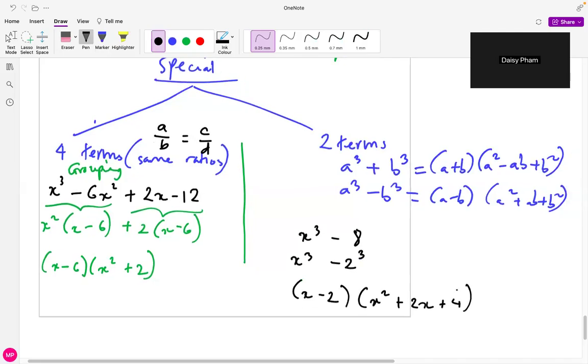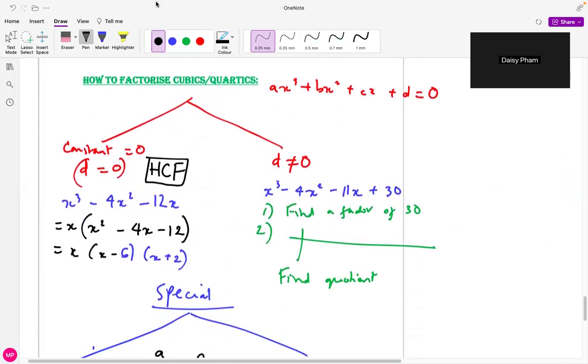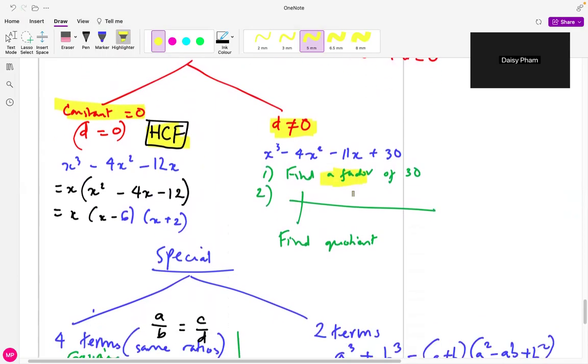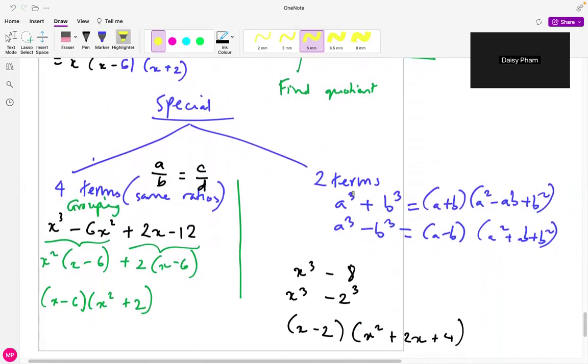Okay, so generally speaking, cubics have four methods. Take out the highest common factor when we know the constant equals 0. If the constant is not equal to 0, then we find a factor and we use the rational root theorem. If it has four terms with the same ratio, we can do grouping. Or when they have two terms and they have a cube in each term, then we can just use the cubic formula.